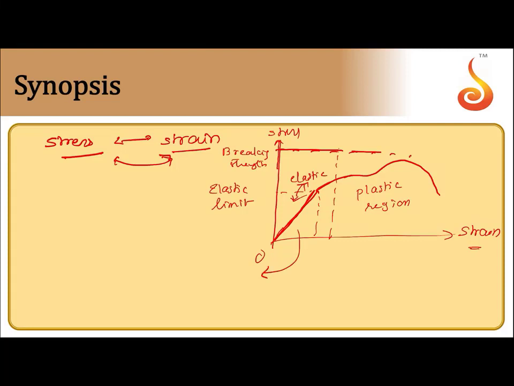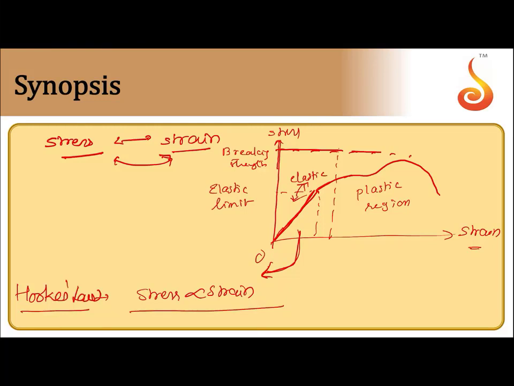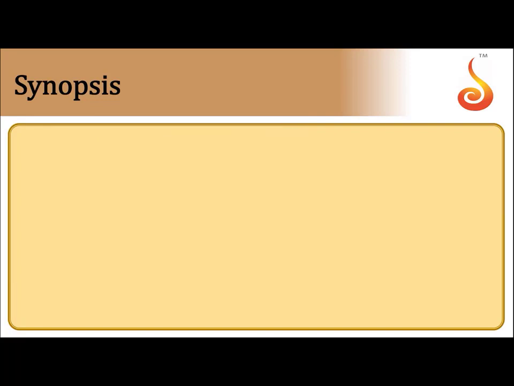And we observe that within a certain limit the stress and strain are directly proportional to each other. So, stress is directly proportional to strain, and this is what is called Hooke's law. According to Hooke's law, within elastic limit, stress is directly proportional to strain. Or we can write stress is equal to some constant of proportionality into strain. This constant of proportionality is known as modulus of elasticity.